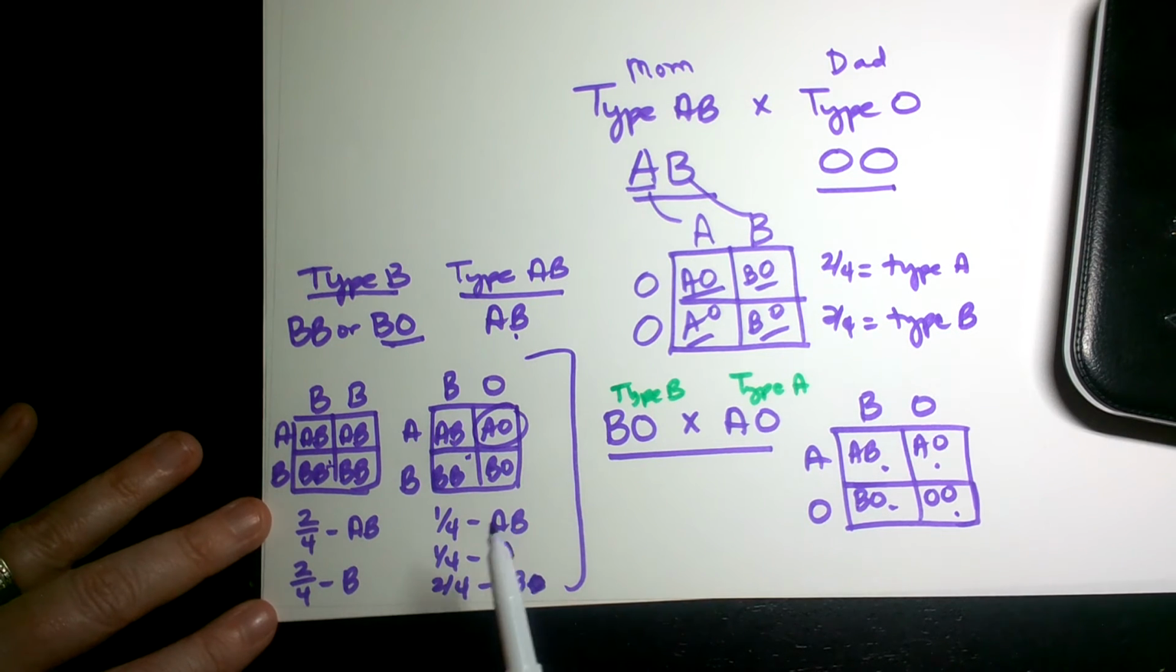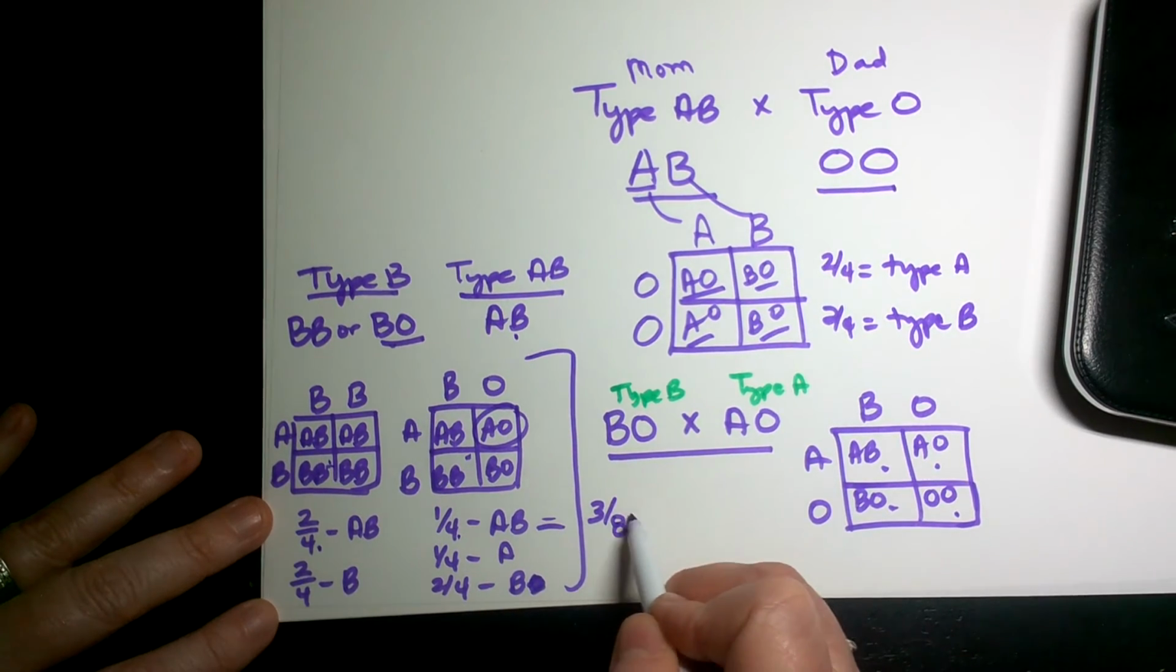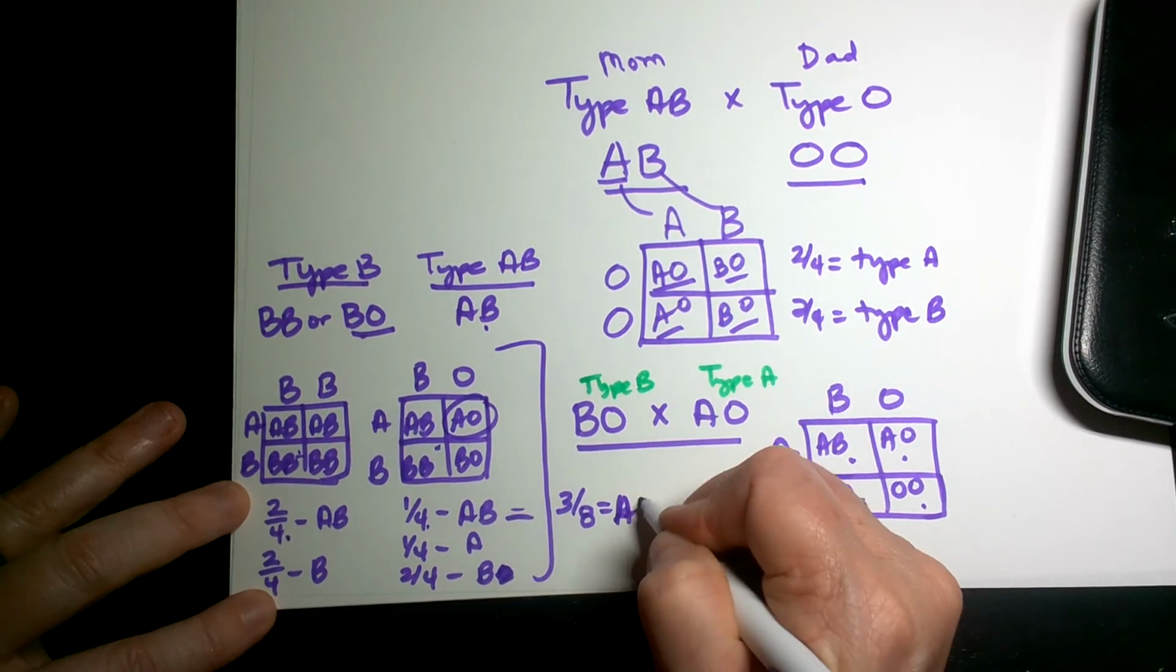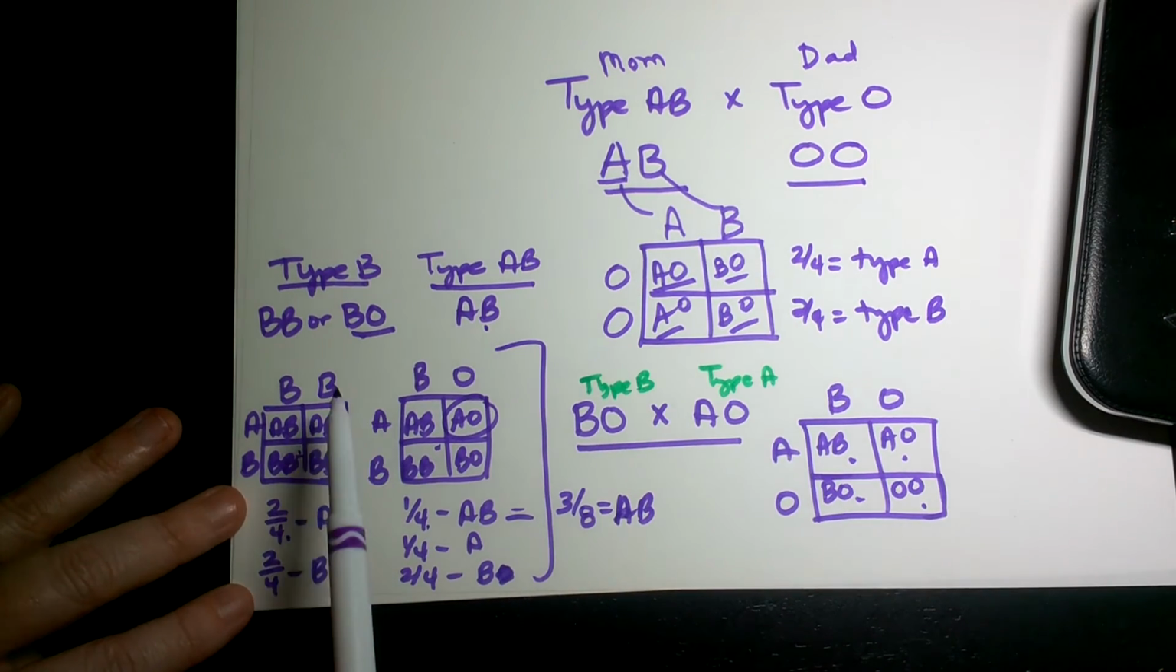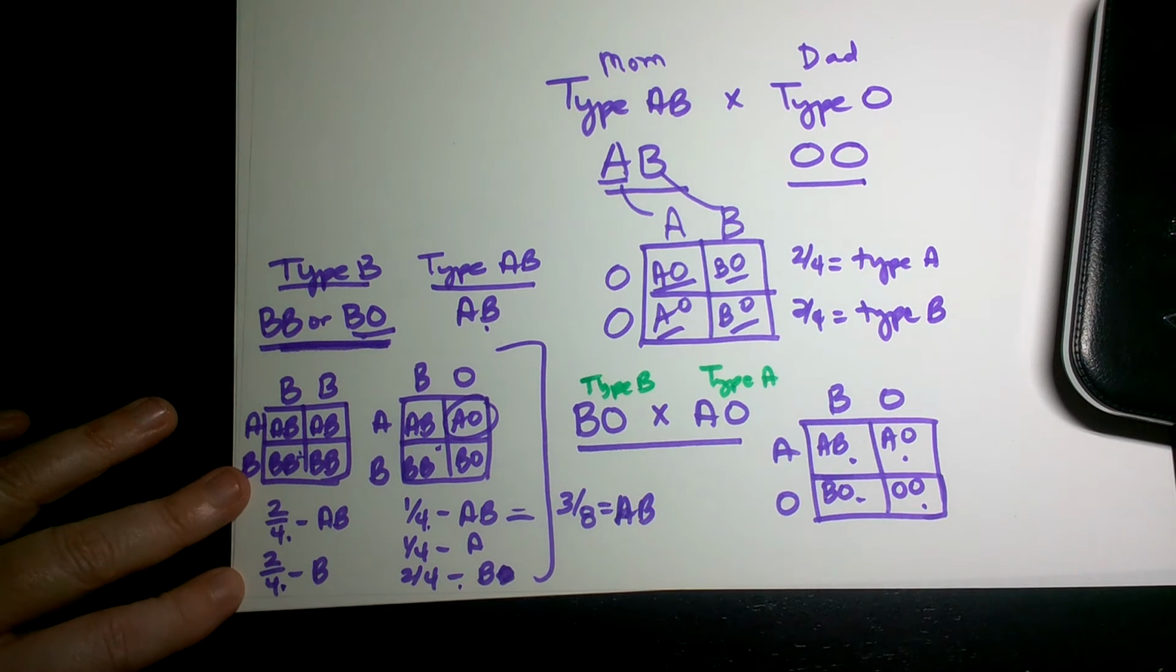So in this situation, there's 8 boxes. So 2 and 3, so that would be a 3 out of 8 chance that their child has AB. This is assuming we don't know dad. 2 out of 4 B and a 2 out of 4 B. So that's going to be 8.